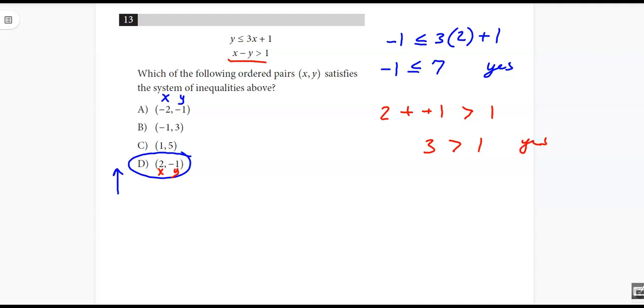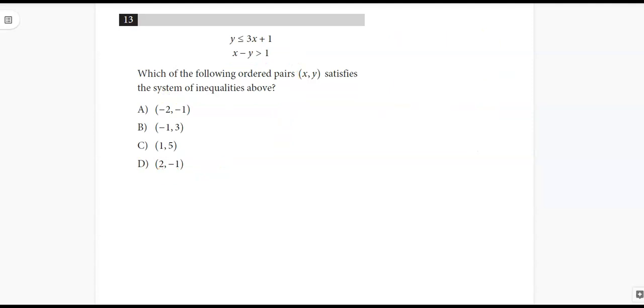So this point right here worked in both of those. If you try everybody else, those points wouldn't work for both of them. But that could take you a long time if you started with A, B, C, and then finally got to D. So you kind of have to know which way you're good with.